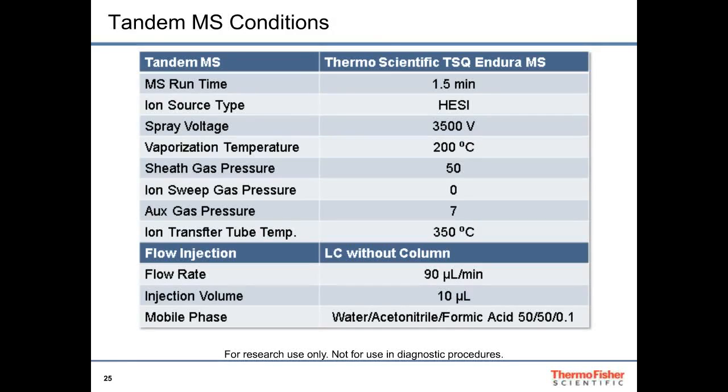The Endura's mass spec conditions you see here were optimized for the amino acids, succinylacetone, carnitine, and acylcarnitines. Also shown are the flow injection parameters, as we injected 10 microliters of sample into a flow of acidified water and acetonitrile solvent at 90 microliters a minute. The analysis time for each injection was 1.5 minutes. So this permits a throughput of almost 40 samples per hour.